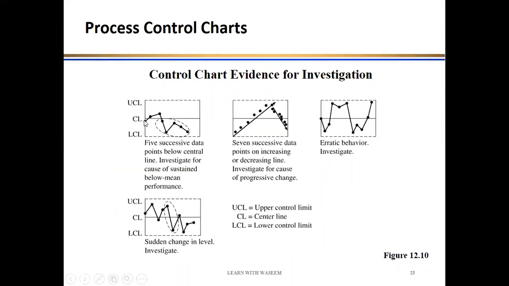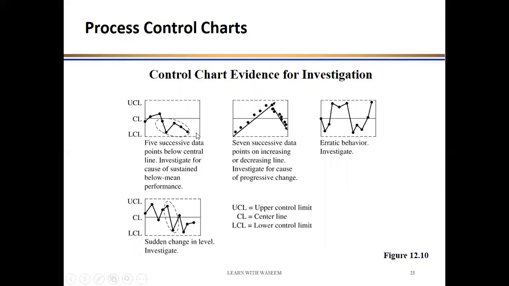Okay, look into this part of figure 12.10. The 5 points are below the central line. So we will have to investigate for the cause of below mean performance. Why these points are below? Throughout these points, 5 points are below this particular central line. Why? So we will have to investigate for that.